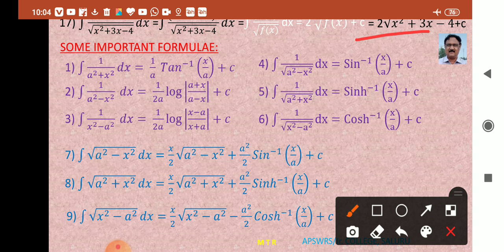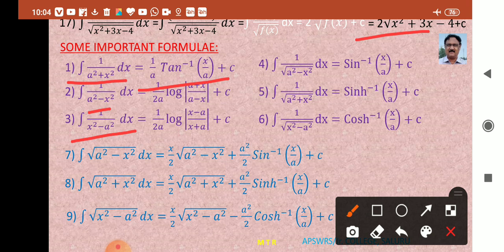Integral 1 by a square plus x square dx is 1 by a tan inverse x by a. Integral 1 by a square minus x square dx is 1 by 2a log modulus a plus x by a minus x plus c. Here the reverse, integral 1 by x square minus a square dx is 1 by 2a log modulus x minus a by x plus a plus c.